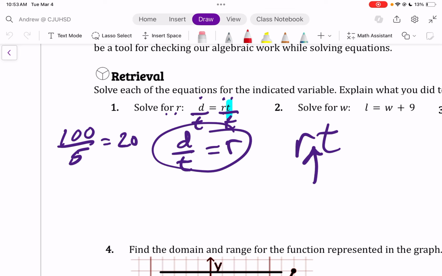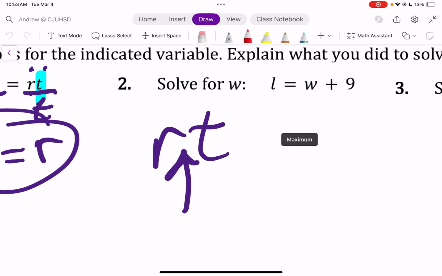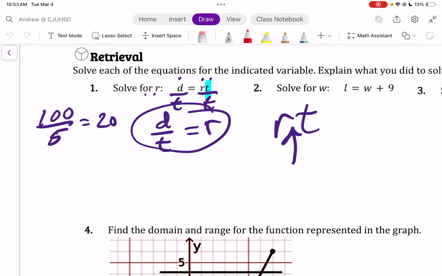So how did we know to divide? Well, in between the R and the T, this little arrow I have between R and T, we know that's multiplying. So the inverse operation, or in other words, the undoing operation, is to divide. That's how I know to divide by T.